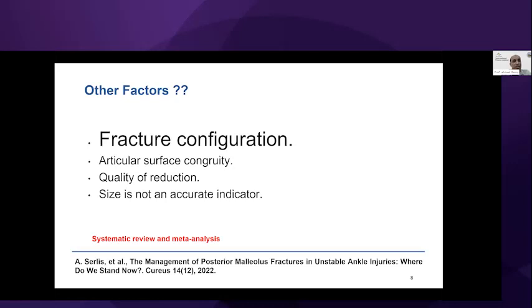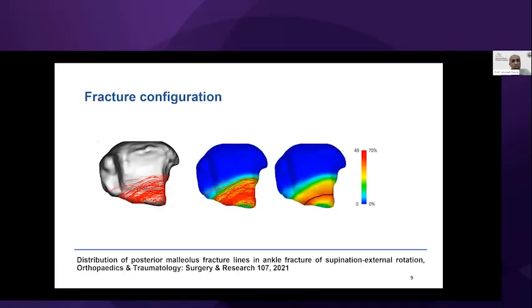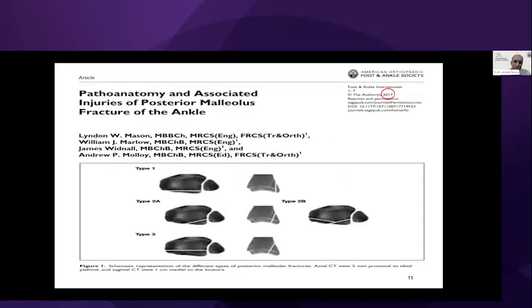In this study, they studied the fracture configuration by mapping the distal tibia, and we have found that this area, the red area, represents about 70% that could be fractured in the posterior malleolus. And again, for the Mason classification, they made this clear and simple classification for the posterior malleolus fractures.